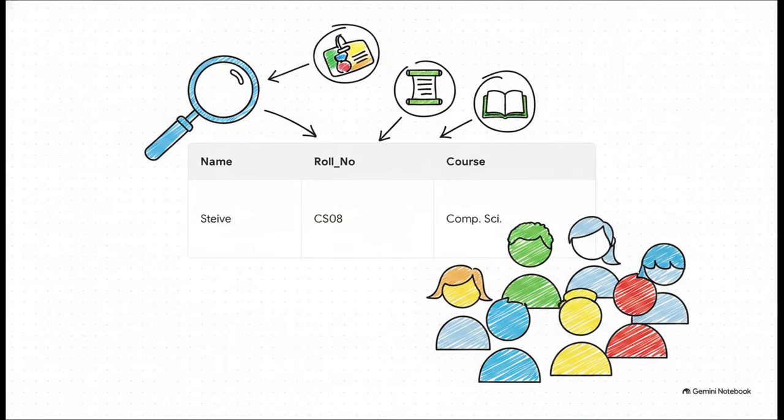Let's break this down with a practical example. Imagine we have a group of students. Each individual student is a completely separate entity. So how do we tell one apart from the other? Well, by their attributes. Things like their name, roll number, and course. Take Steve, for instance, with roll number CS08, studying computer science. Those specific attributes come together to make Steve a distinctly identifiable entity.